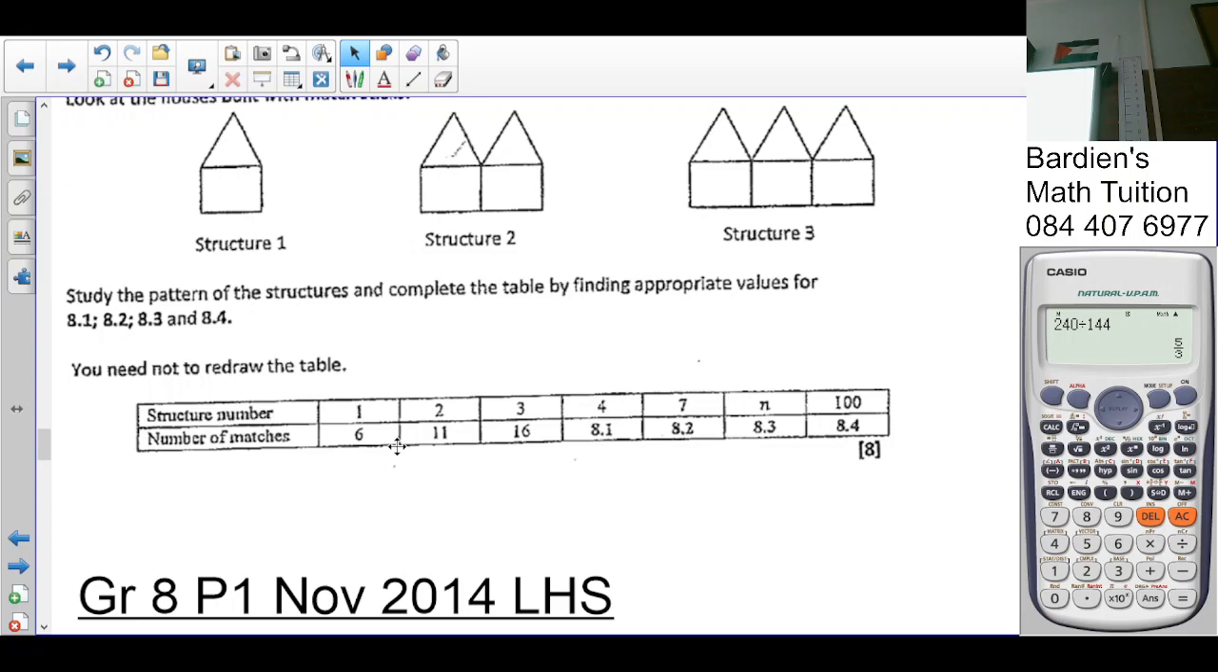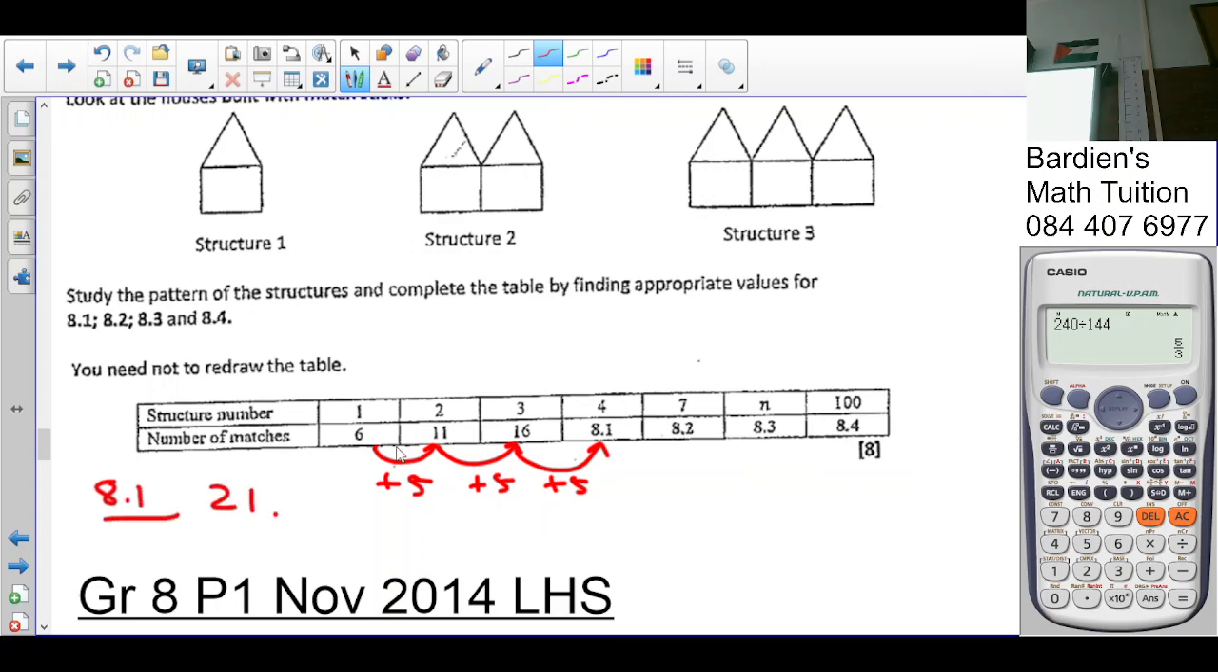So if you look at this here, how do I move from one term to the next? You're adding 5. Not so? Again, I'm adding 5. So if I'm adding 5 all the time, from 3 to 4, again I must add 5. Not so? So 16 plus 5 is 21. So for 8.1, the answer is 21 matches are required. Can you see that?